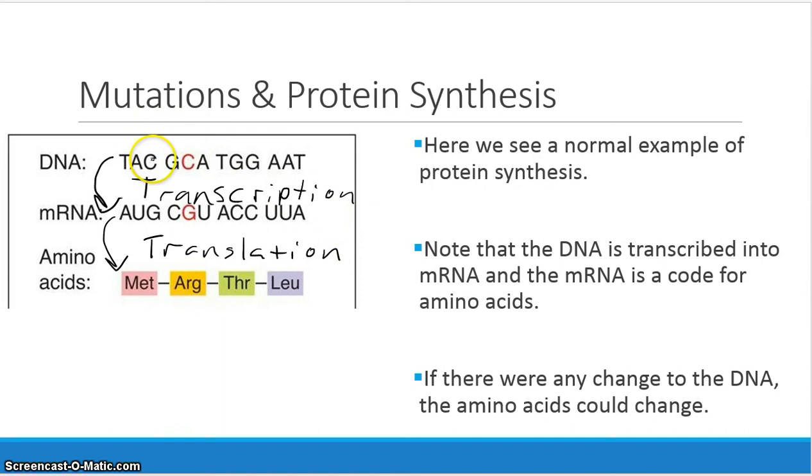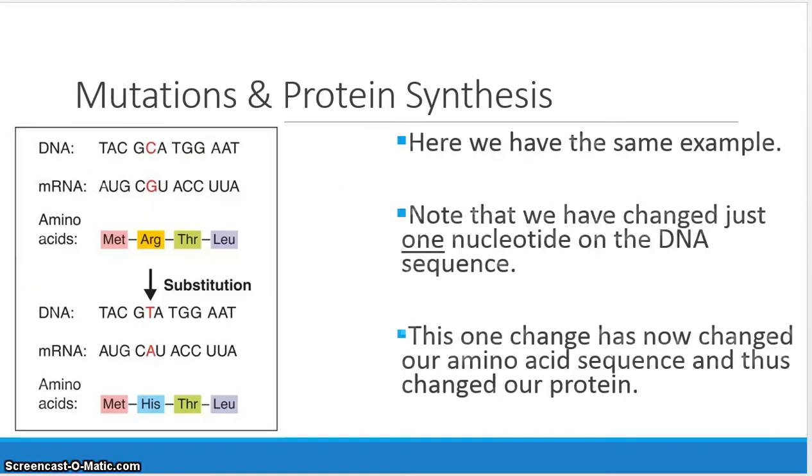And so if there's any change whatsoever in our DNA, then that is going to affect our messenger RNA, which will then affect our code for our amino acids. And so a change in the amino acid sequence could be a big deal, or it could be a small thing. We'll figure those things out as we go. All right, so let's take a look at an actual mutation.